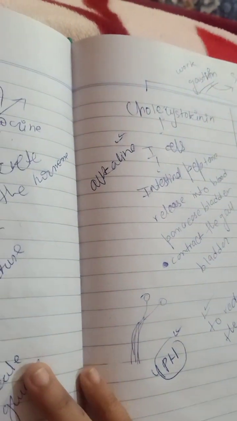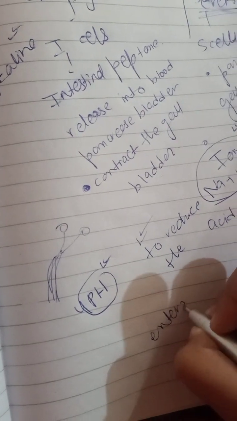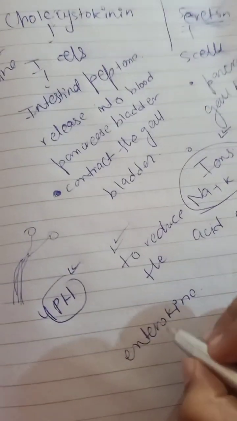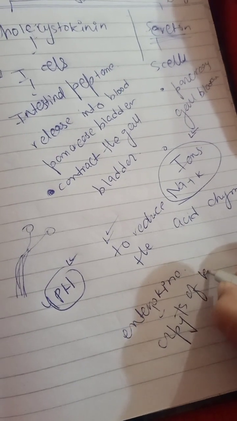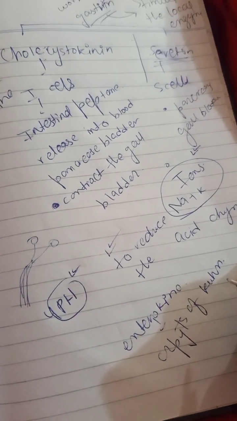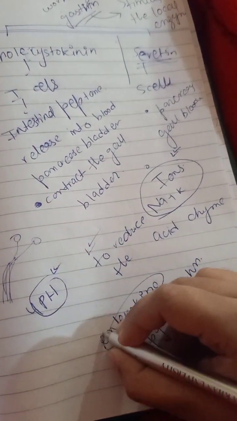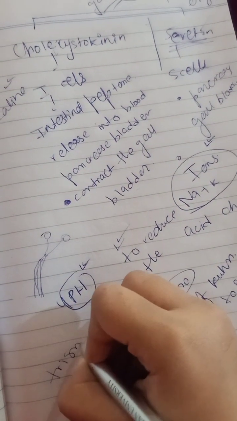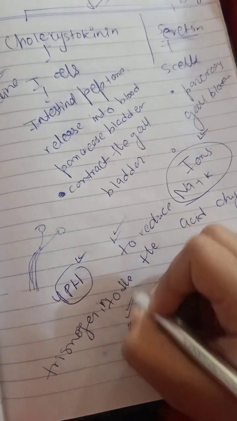Now if you're talking about the exocrine cells, in the exocrine cells there is an enzyme, enterokinase, which is also called enteropeptidase. Okay, this is present in the cells, the crypts of Lieberkühn. They work at around 7 to 8 pH. This is basically the enzyme which will work in the mucosa layer. So they will convert trypsinogen into trypsin.